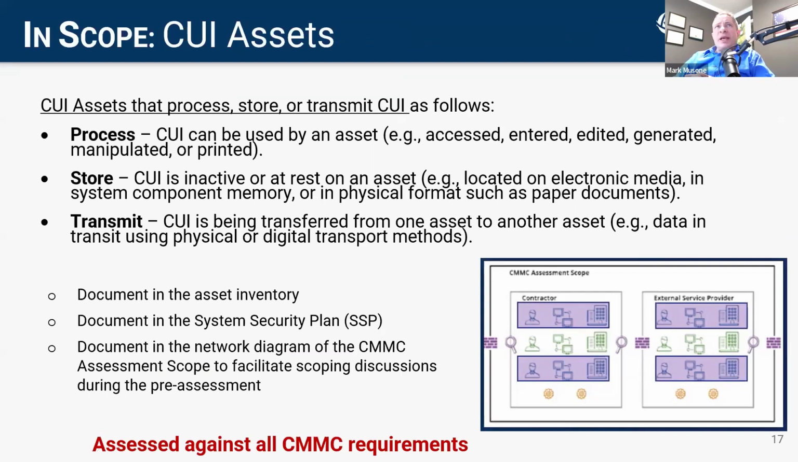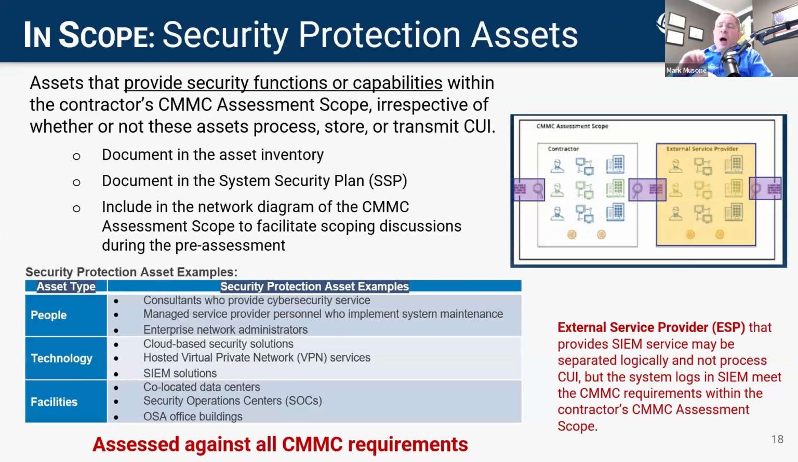So to quickly summarize this, those CUI assets are in scope, and they are in scope because they either process, store, or transmit CUI. Those assets need to be fully documented, and they are assessed against all the CMMC requirements. Another thing that's in scope is security protection assets. They are providing security functions or capabilities. Because of that, they're going to be documented in the inventory, documented in the SSP, documented in the network diagram.